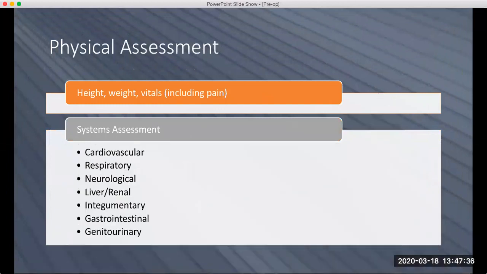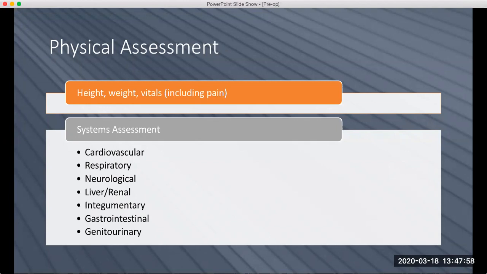Okay, so our physical assessment. The purpose of the physical assessment is to have a baseline assessment that we can compare our post-operative assessment to. So we want to make sure that we know how all of the systems are functioning, right? You guys have learned how to do a physical assessment in Skills Lab. So we look at all of the systems.